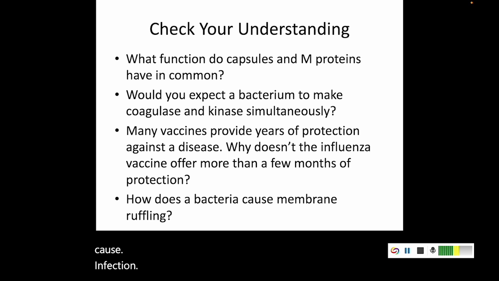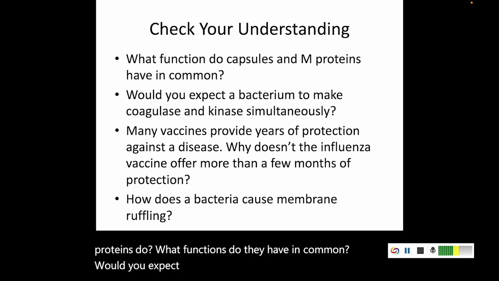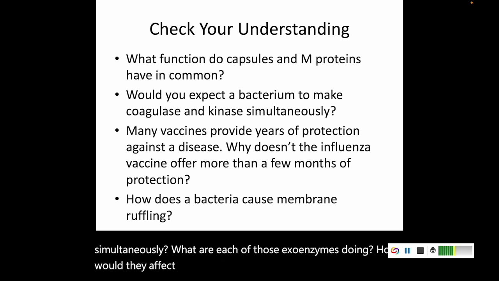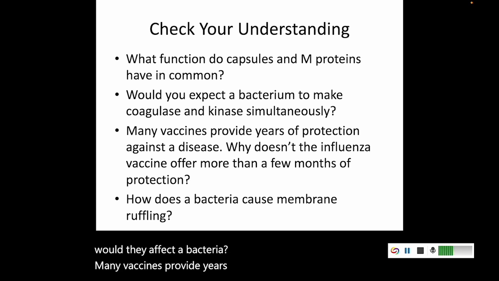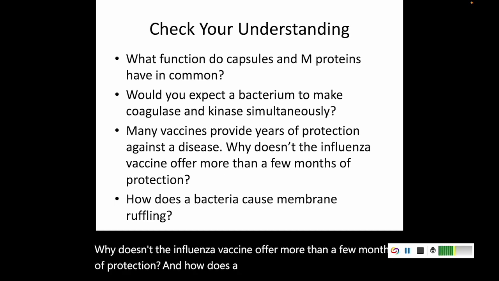So at this point, you can tell me, what do capsules do? What do M proteins do? What functions do they have in common? Would you expect a bacteria to make coagulase and kinase simultaneously? What are each of those exoenzymes doing? How would they affect a bacteria? Many vaccines provide years of protection against a disease. Why doesn't the influenza vaccine offer more than a few months of protection? And how does a bacteria cause membrane ruffling?